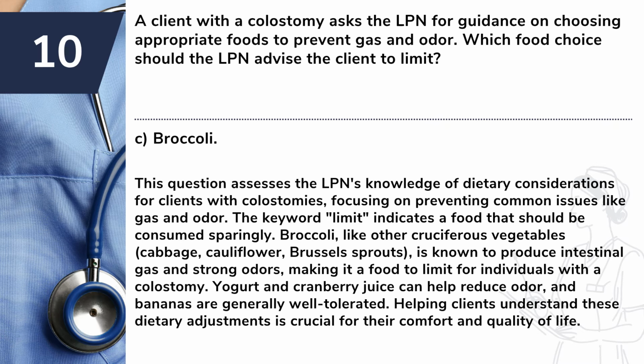Answer C. Broccoli. This question assesses the LPN's knowledge of dietary considerations for clients with colostomies, focusing on preventing common issues like gas and odor. The keyword limit indicates a food that should be consumed sparingly. Broccoli, like other cruciferous vegetables, cabbage, cauliflower, Brussels sprouts, is known to produce intestinal gas and strong odors, making it a food to limit for individuals with a colostomy. Yogurt and cranberry juice can help reduce odor, and bananas are generally well tolerated. Helping clients understand these dietary adjustments is crucial for their comfort and quality of life.